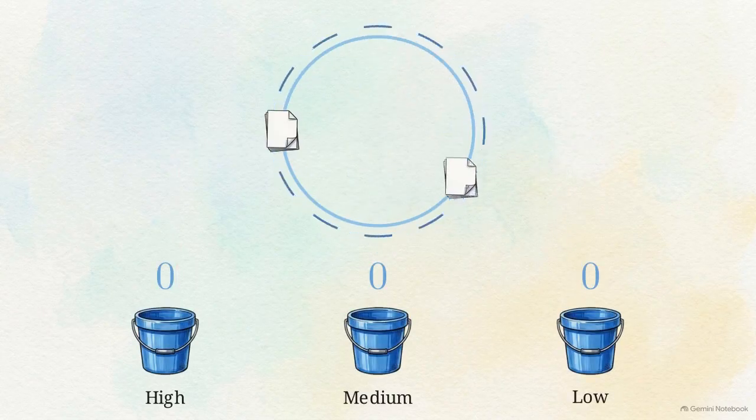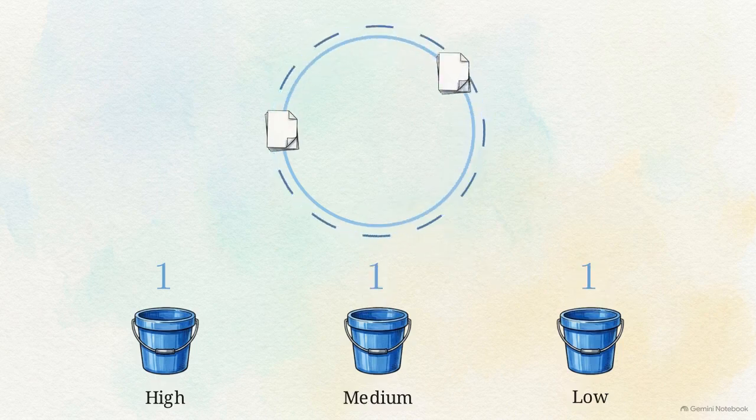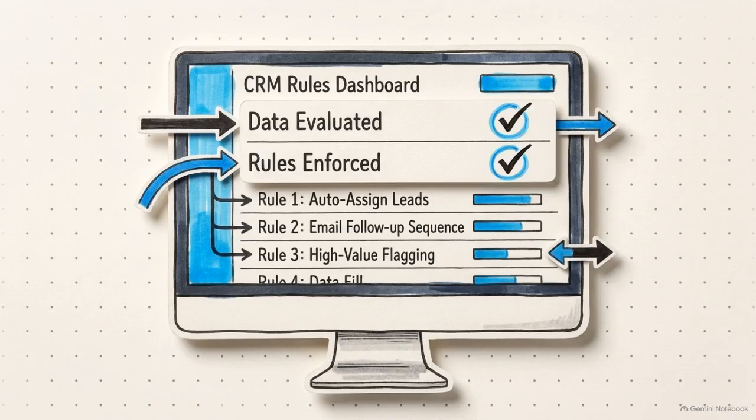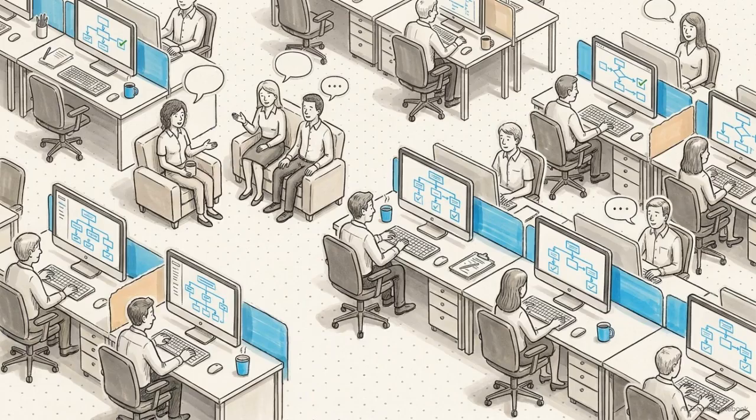For larger volumes, loops analyze records individually, like sorting an account's open cases into high, medium, and low buckets to tally issues before deactivation. This visual logic layer enables the CRM to evaluate data and enforce business rules independently. It ensures complex company policies are followed without requiring constant human oversight.